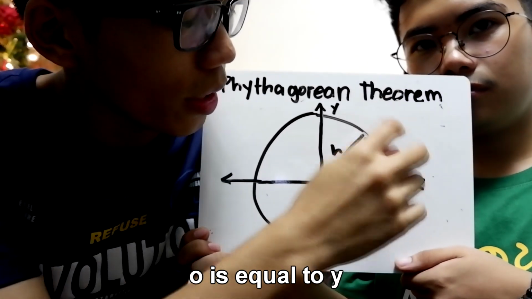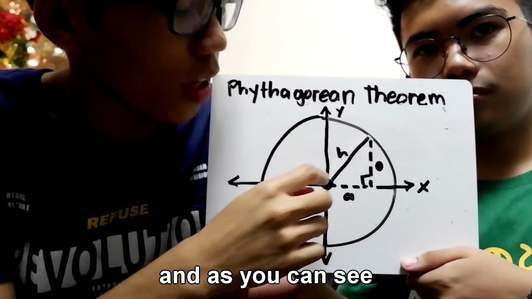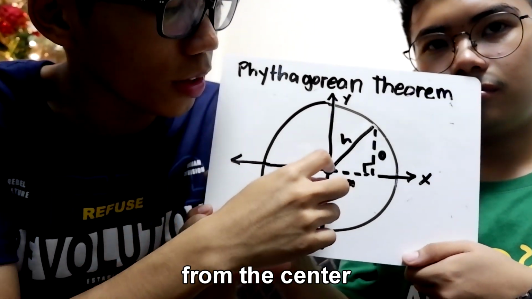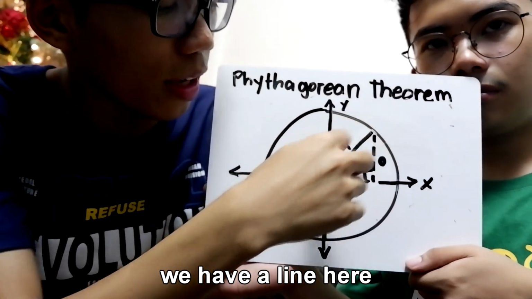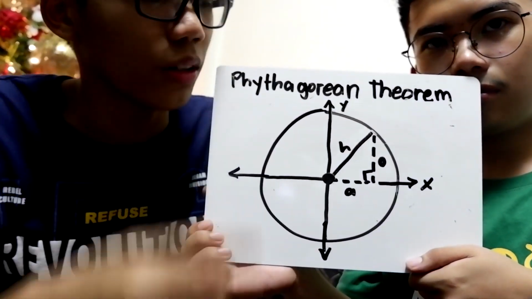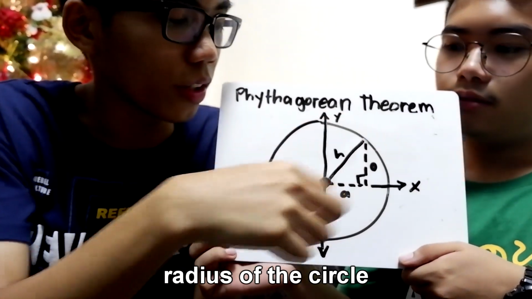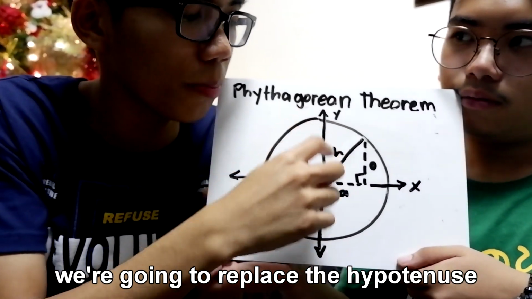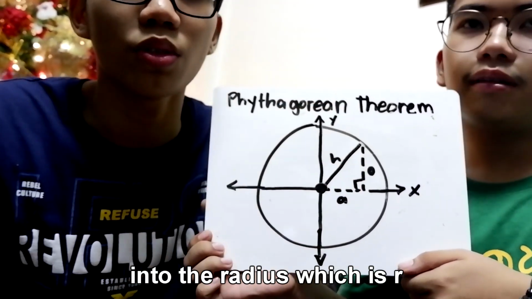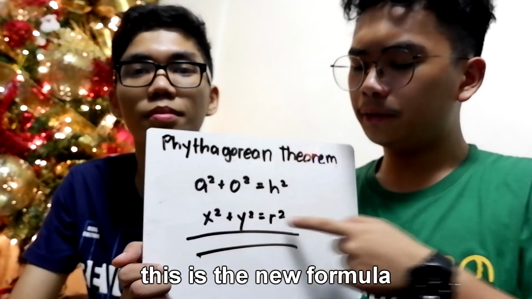O is equal to y, and A, we're going to replace later with x. And as you can see, from the center to the arc of the circle, we have a line here. We're going to derive this as the radius of the circle. So since this is the hypotenuse, we're going to replace the hypotenuse with the radius, which is r. This is the formula before. This is the new formula.